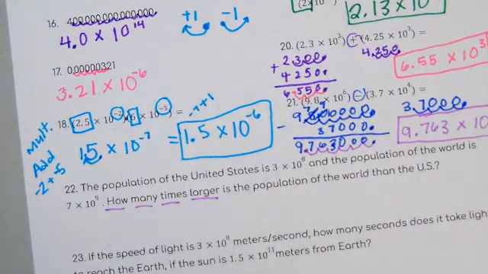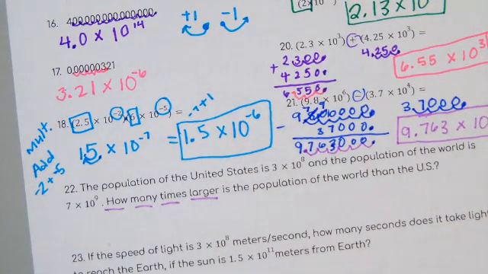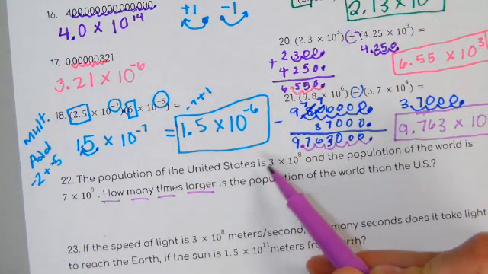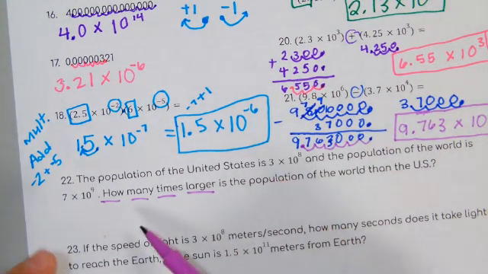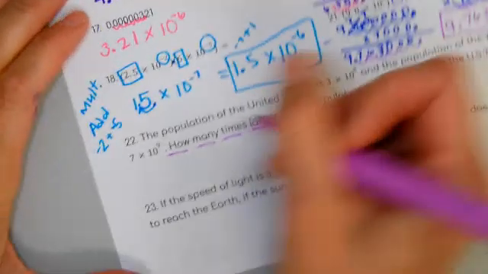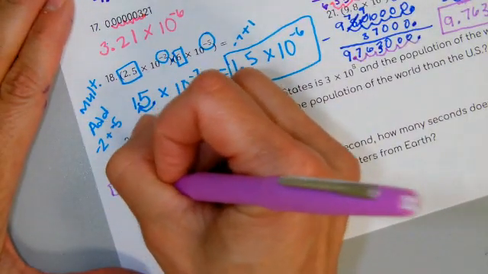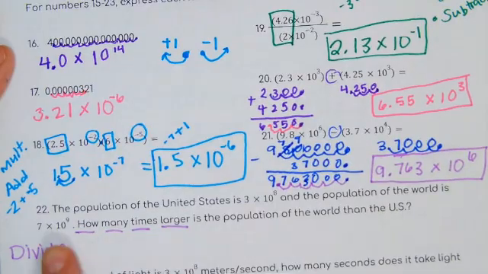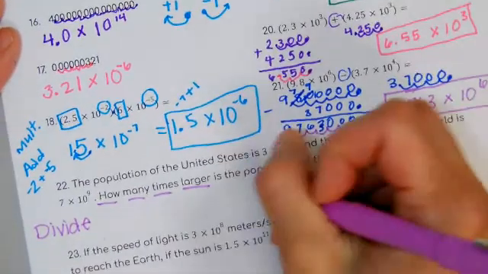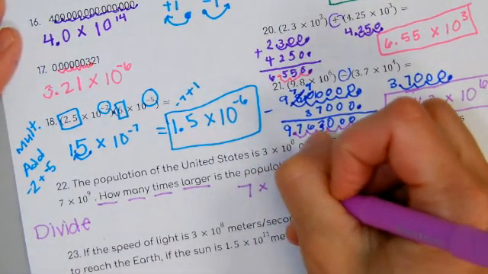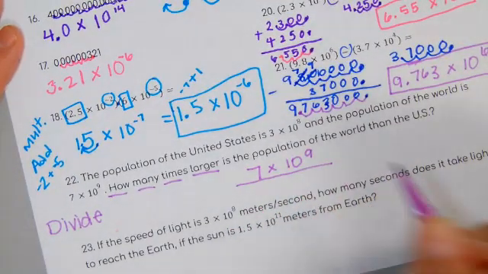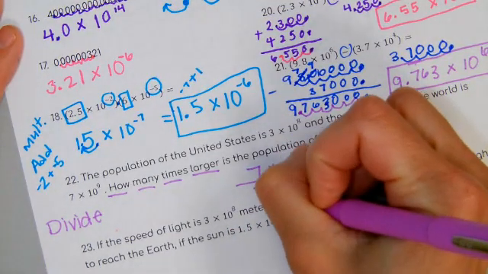How many times larger means we're trying to figure out how many United States populations can we fit into the world population. That means we are needing to divide. And we're dividing the world population, the bigger one, right? So we would set it up like this. Here's our world population divided by the population of the United States.